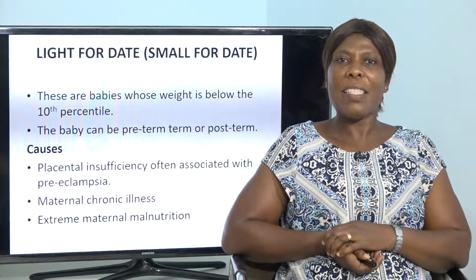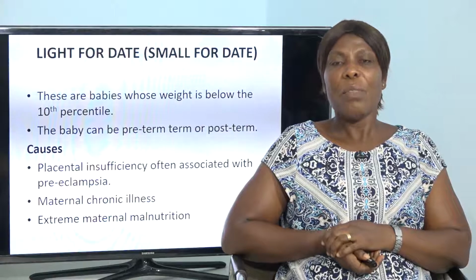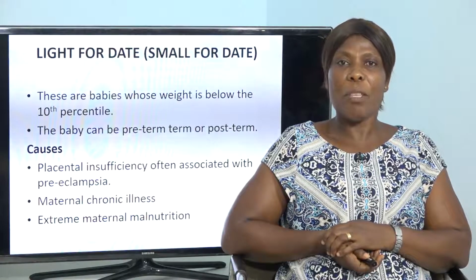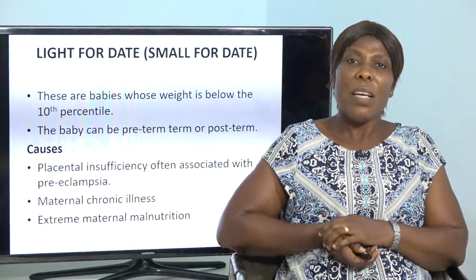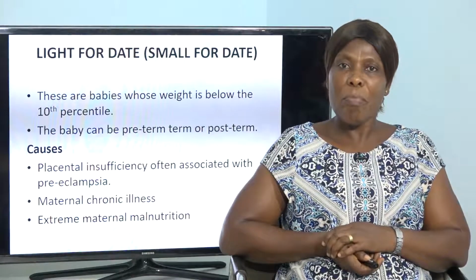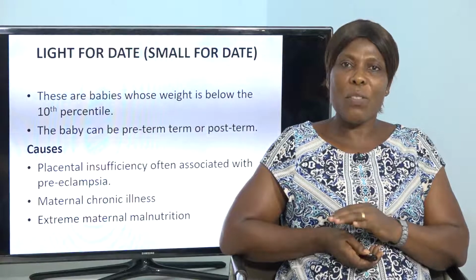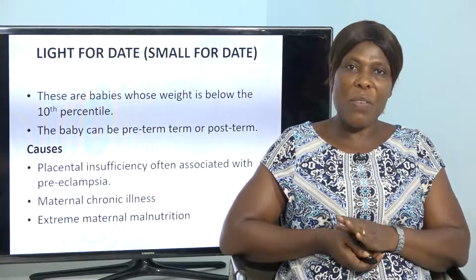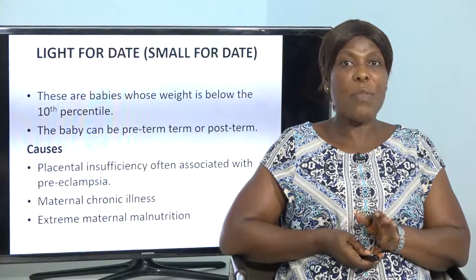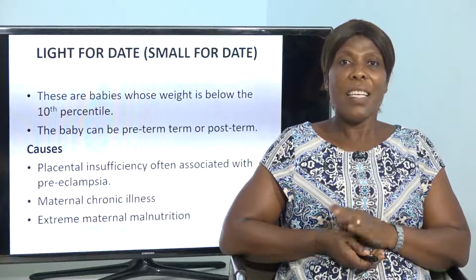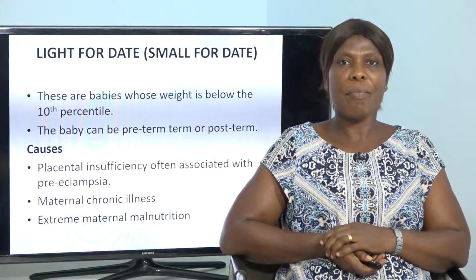Causes: we are saying that it is as a result of placental insufficiency, which is often associated with what? Preeclampsia, when the mother develops high BP during pregnancy. So the placenta is not able to implant well. We can have placenta previa or placenta abruptio, and I believe we've talked about previa and abruptio in your obs and gynae class.